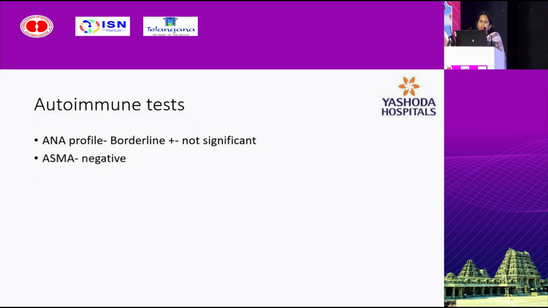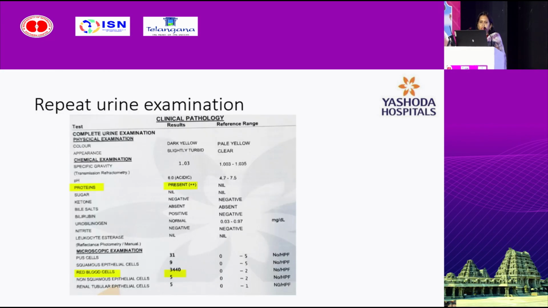Autoimmune tests were also done, which were negative. And now when the urine examination was repeated, there is significant proteinuria along with plenty of RBCs. So at this point of time, any clinical differentials? If this is the history provided to us with the biopsy, being a child with a history of infection, I would have thought of infection-related GN with crescents, because there is significant proteinuria with plenty of RBCs and evidence of lung infection.